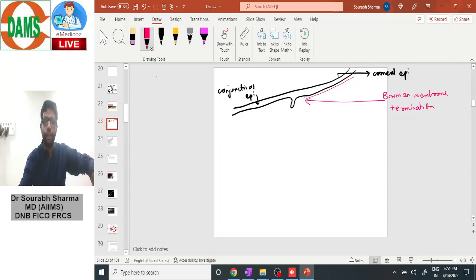Okay, let me draw and then I'll tell you what is going on. From here, this is the palisades of Vogt, and this is the Bowman's membrane. From here, the substantia propria of the conjunctiva starts. This is the stroma or the propria of the conjunctiva, which contains the adenoid and the fibrous tissue. Now, there is a stromal layer of the cornea.